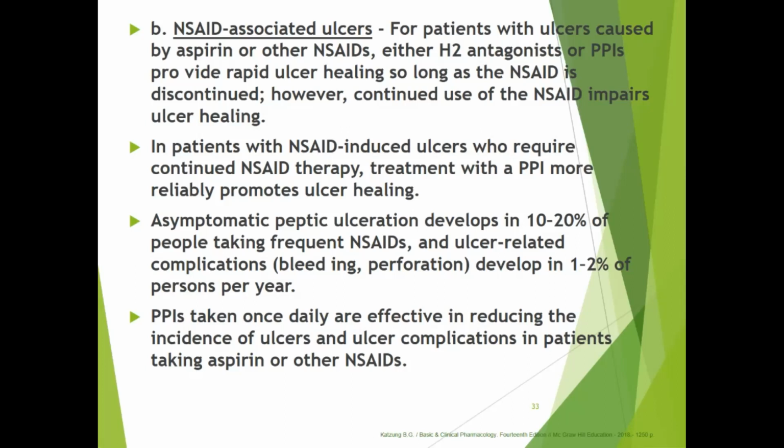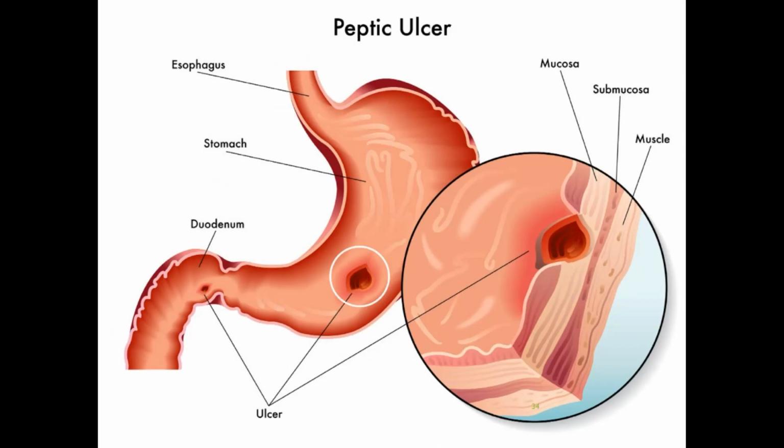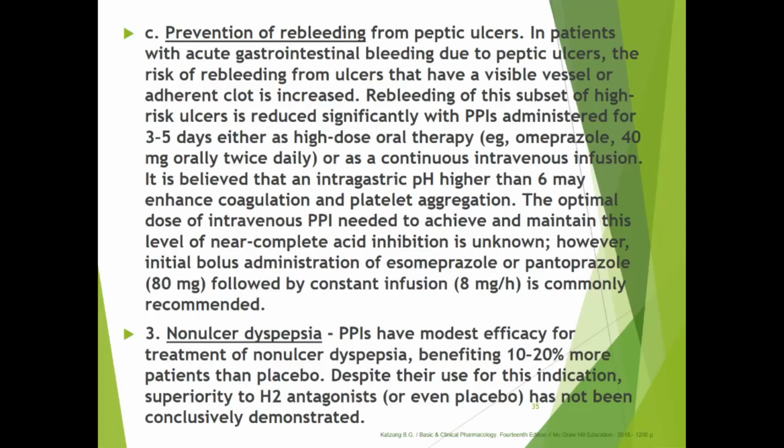PPIs taken once daily are effective in reducing the incidence of ulcer and ulcer complications in patients taking aspirin or other non-steroid anti-inflammatory drugs. The results of this chronic use are sometimes gastritis, sometimes ulcer, peptic ulcer.